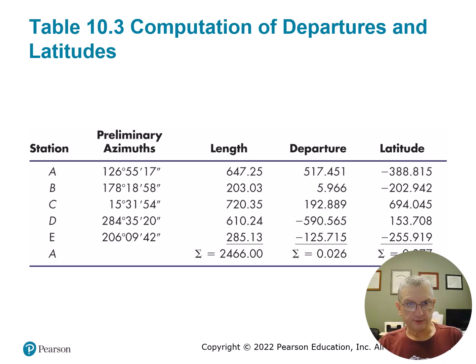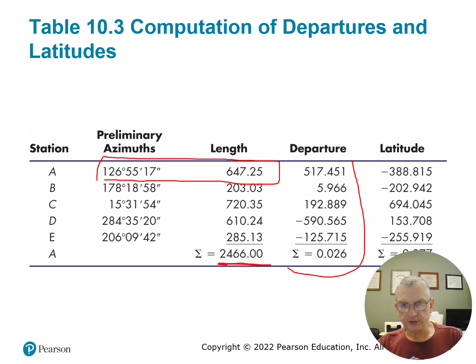And here's how it is. Station A, you've got this azimuth, 126.5517, length of 647.25. Here's the latitude and departure that we just talked about. You take that for each of these 5 sides. Now you know the length. The departure should sum to 0, just like our differential leveling loops. And so should the latitude.